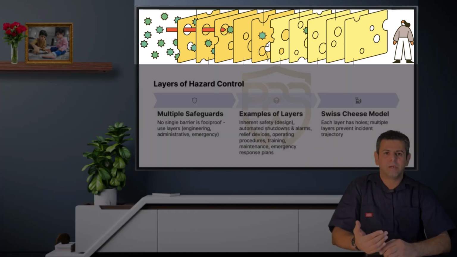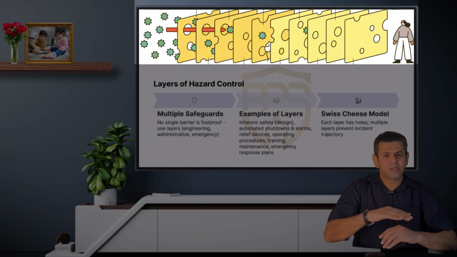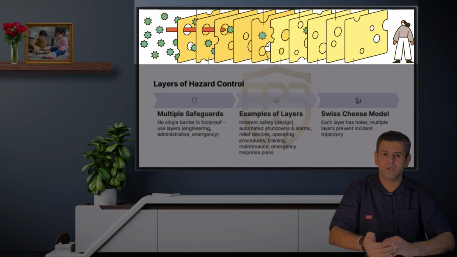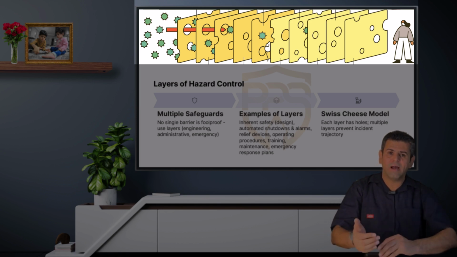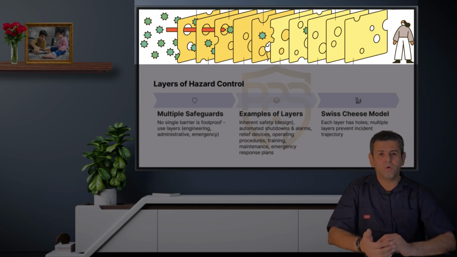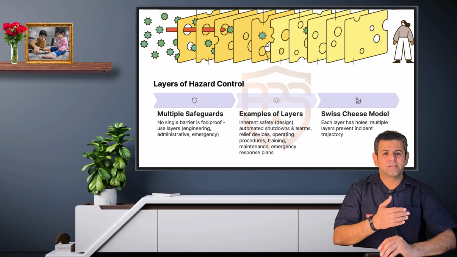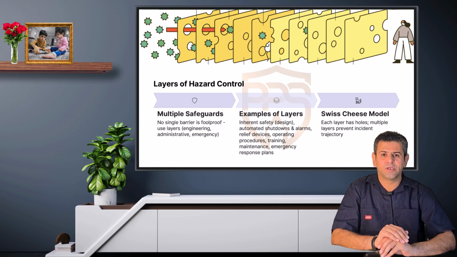You can picture the Swiss cheese model. Imagine a slice of Swiss cheese. Each slice is a safety layer like a device, procedure, or control. Each slice has some holes because no safety measure is perfect. But if you stack enough slices, the probability of a hazard finding a path through all the holes becomes very low. In practice, this means PSM employs technical controls, administrative controls, and emergency measures working in unison.